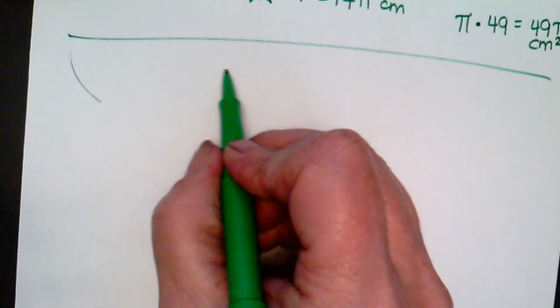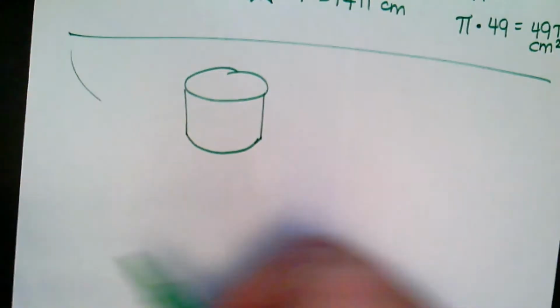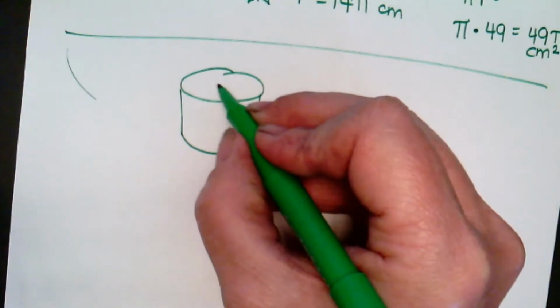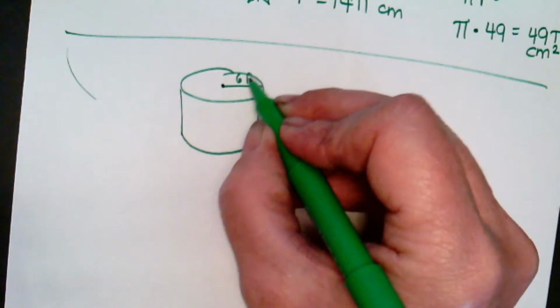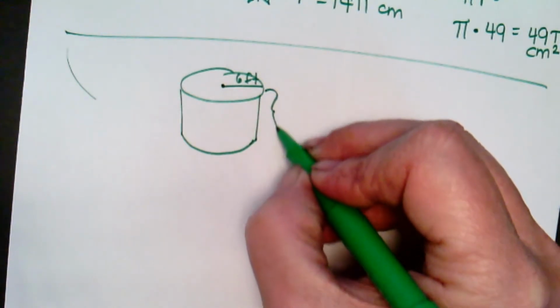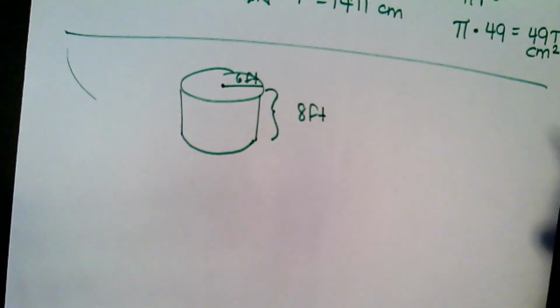And they give us this figure of a cylinder. They say from here to here is 6 feet, and from here to here, top to bottom, is 8 feet. And I believe that's all we need to know.